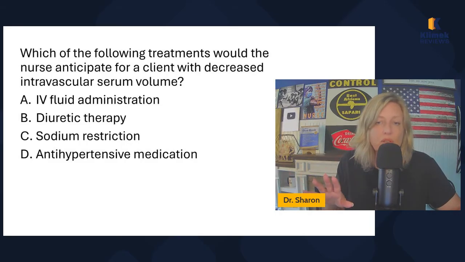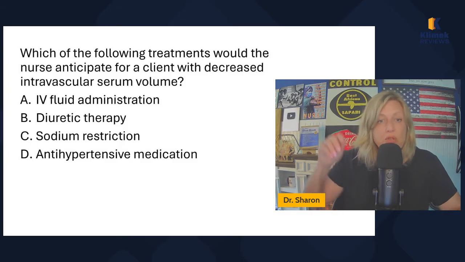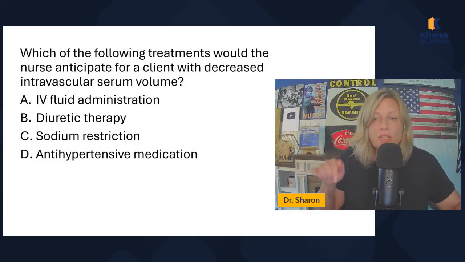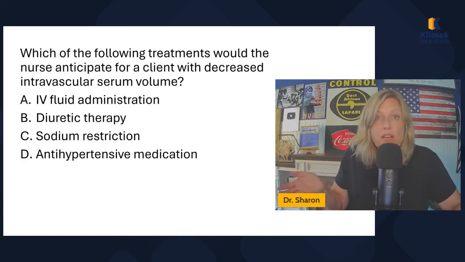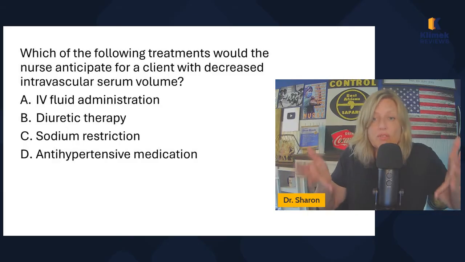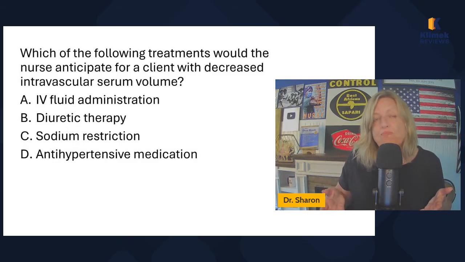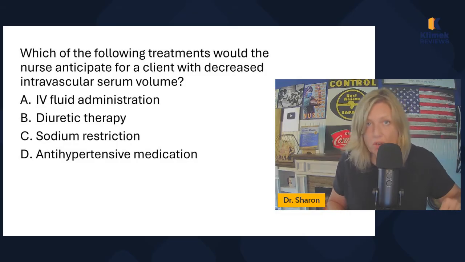Which of the following treatments would the nurse anticipate for a client with decreased intravascular serum volume? All right, that's a lot of words. You have to be able to read the question and interpret it appropriately. So decreased volume, let's cross off intravascular and serum. What kind of volume? Intravascular serum, what's in the vessels? It's fluid. So decreased fluid volume. When you have decreased fluid volume, what do you call that? Dehydration. This is a dehydration question. It's a low volume question, okay?